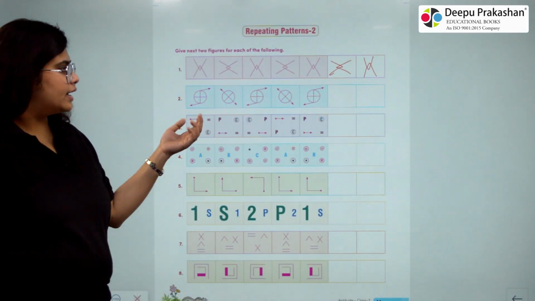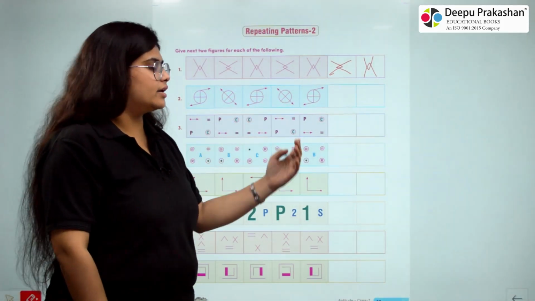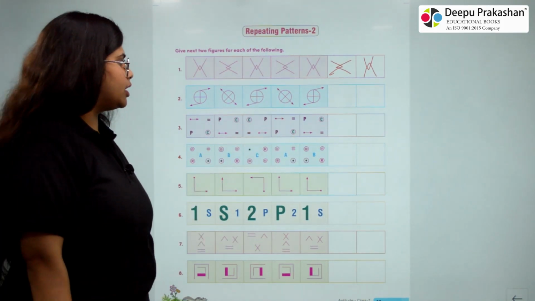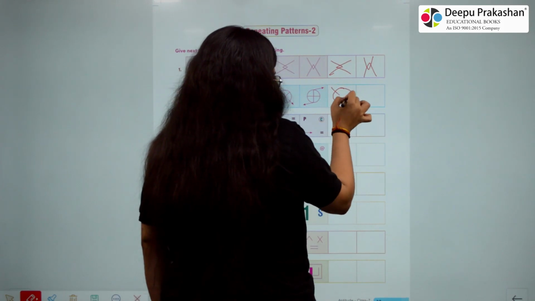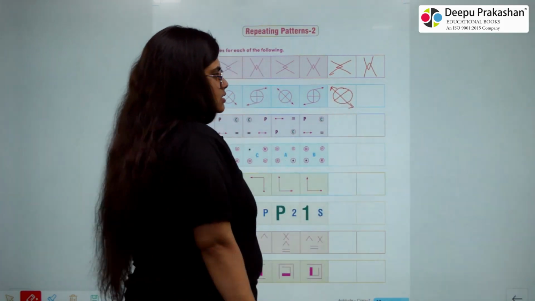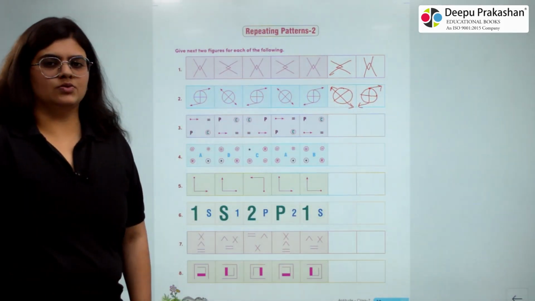2. Here we also have two types of figure, 1, 2, 1, 2, 1. So here the pattern of 1, 2, 1, 2 is flowing. So after 1, the second image will come, that is this. And after 2, 1, this image will come.